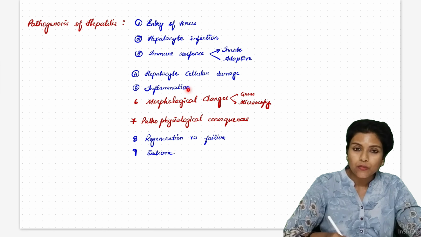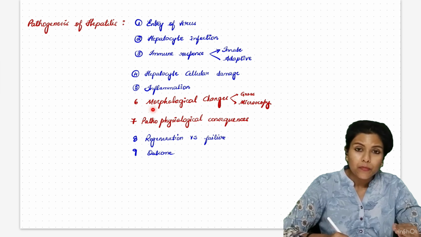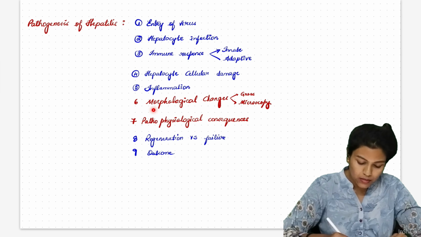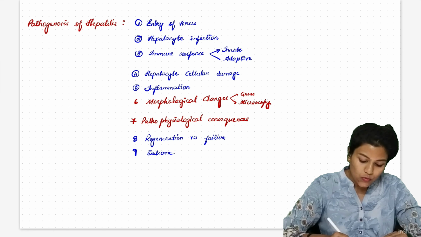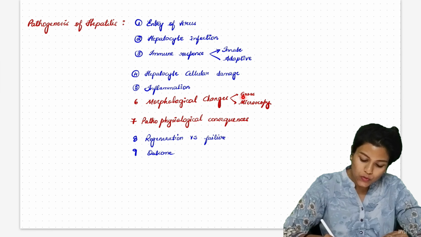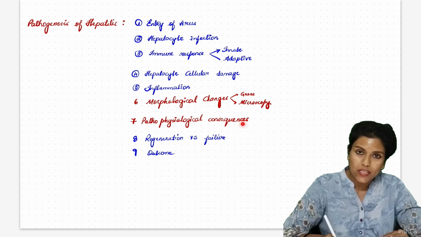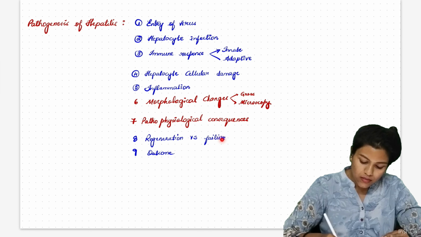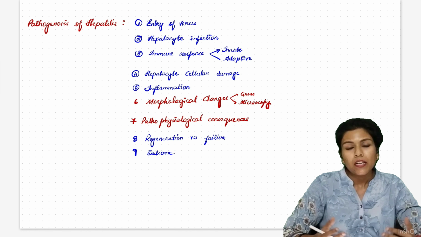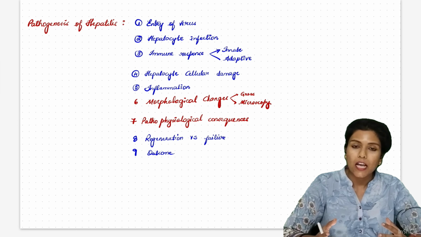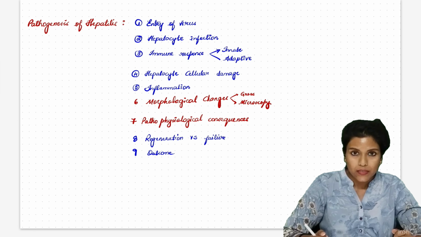We shall continue from there, and because of this pathogenesis, what are the pathological consequences on the morphology of the liver that we are going to cover now. So in this video, we'll study the morphological changes, which include both gross and microscopy, pathophysiological consequences, regeneration versus failure, and the outcome, clinical features, the complications, and lab investigations. So let's begin.